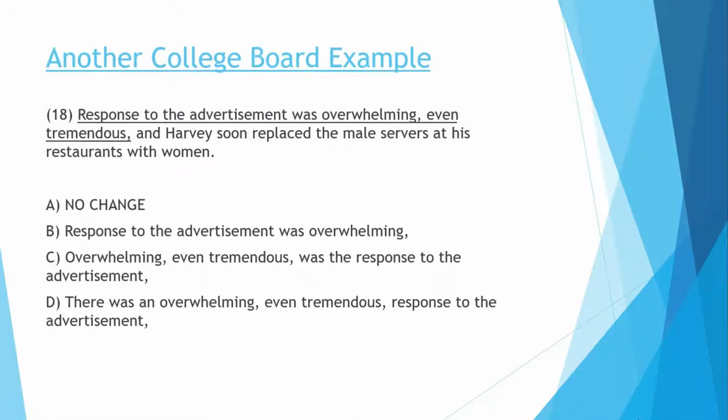Here's our last example from the College Board. It reads, response to the advertisement was overwhelming, even tremendous, and Harvey soon replaced the male servers at his restaurants with women. You can see our choices there. And now let's go through and find the correct one. So choice A would be no change. And it's in red because this is not the one you want to choose. Overwhelming and even tremendous mean the same thing, so we have an issue with redundancy.